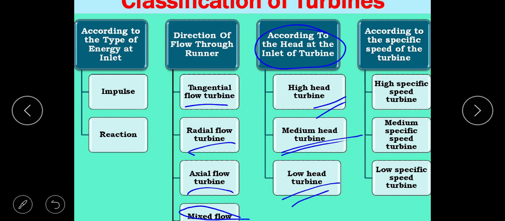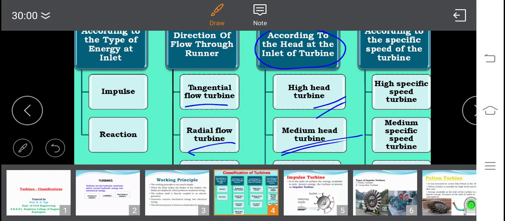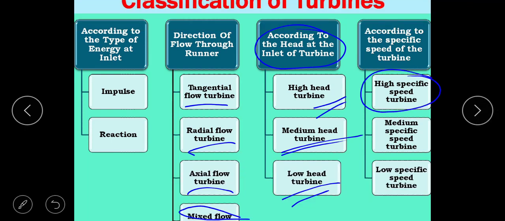Whenever we say high, medium, low head, values should be attached, or we should know the values of head. That will come in future slides. According to the specific speeds, turbines may be classified as high specific speed turbine, medium specific speed turbine, and low specific speed turbine. Is it clear? There are 4 different bases on which the turbines are classified.